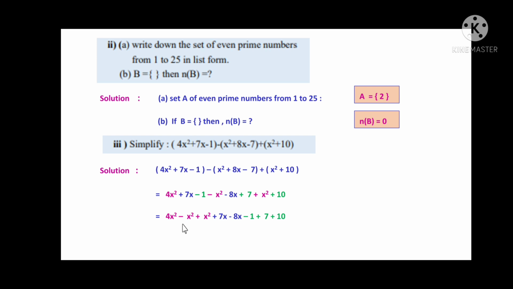Here the addition of all these x square terms, you will get the answer as 4x square, and 7x minus 8x will be minus x, and here the addition of minus 1 plus 7 and plus 10 will be plus 16. So the answer for this is 4x square minus x plus 16.